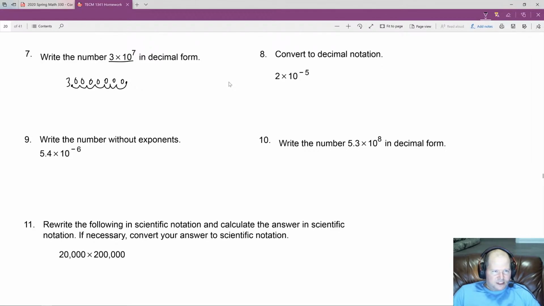All right, so we end up with 7 zeros there. So we end up with 3, 0, 0, 0, 0, 0, 0, 0, and that means we end up with 30 million.